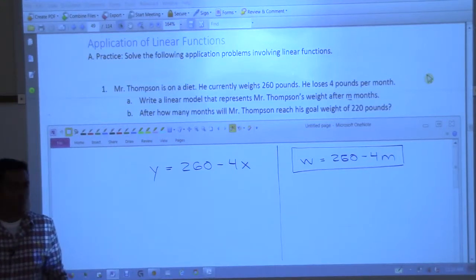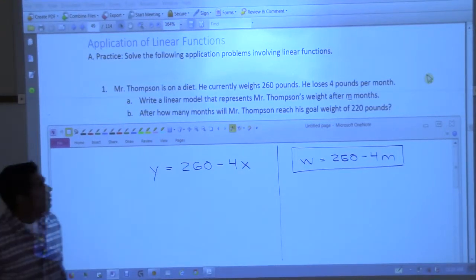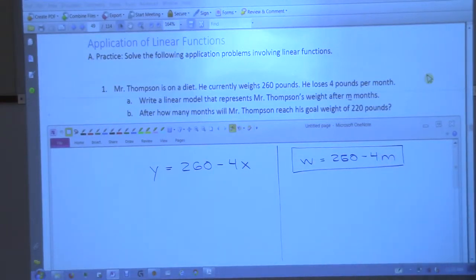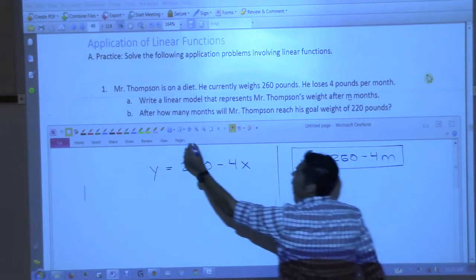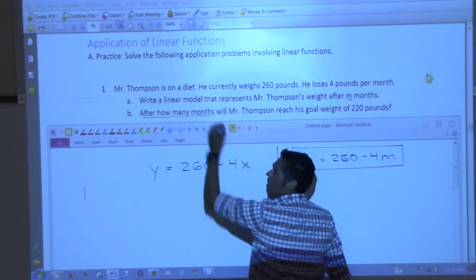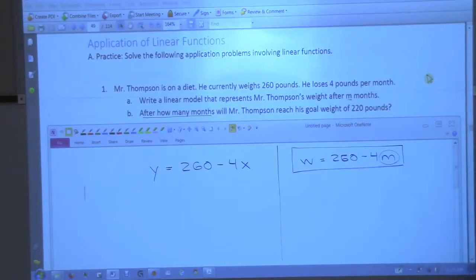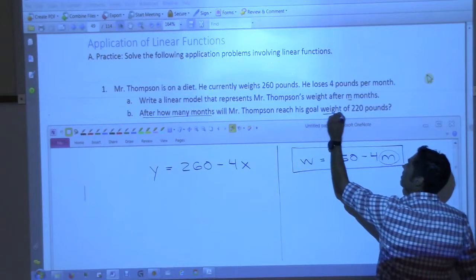Why W to 220 and not M to 220? Because w represents the weight. Yeah, that's right. When it says how many months, that means that we are trying to solve for M. We want to know how many months it's going to take for his weight to be 220.